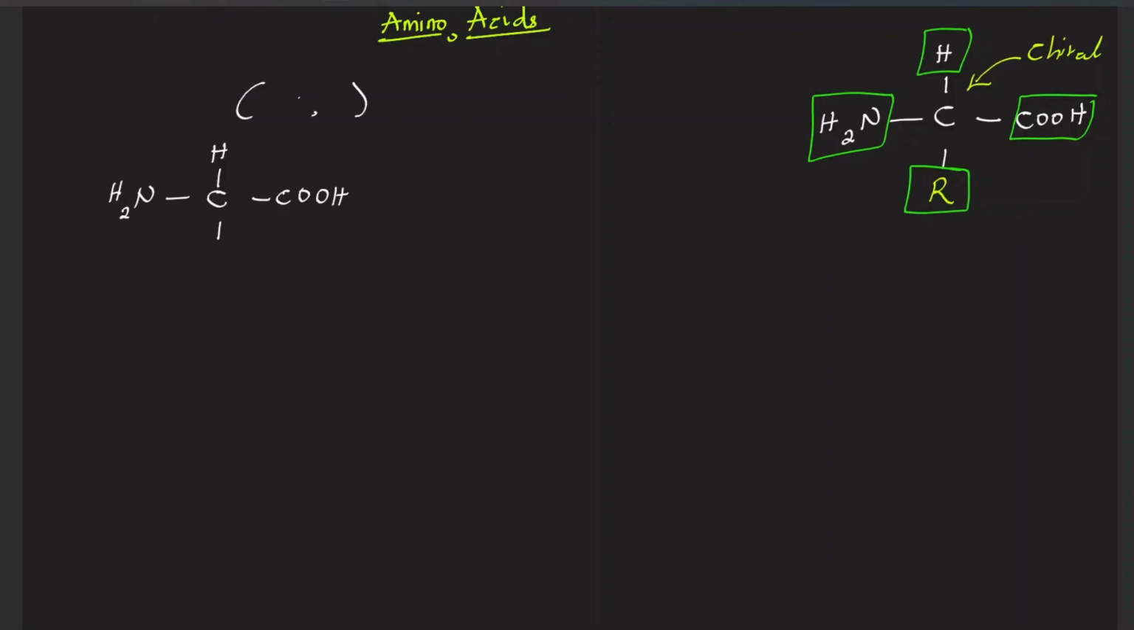The next amino acid we'll be looking at is asparagine. Asparagine. The 3-letter abbreviation is ASN, and the 1-letter abbreviation for asparagine is just an N.